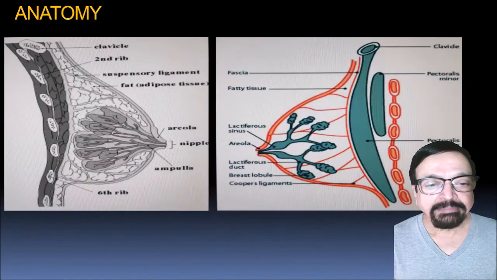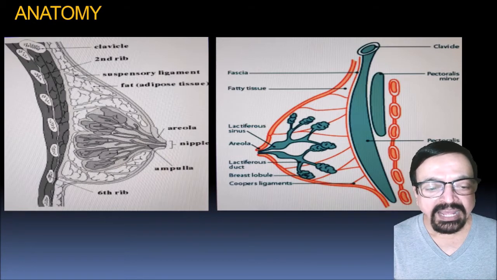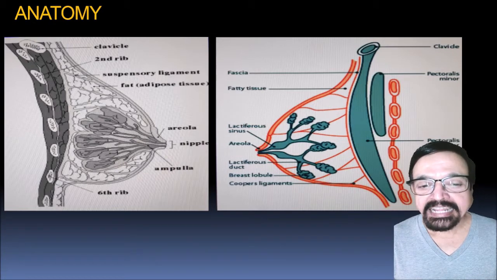Now these are the anatomical illustrations. You can see clavicle, second rib, then the fat and adipose tissues, areola, nipple, ampulla and sixth rib. And the glandular portion is again specified in the other diagram.